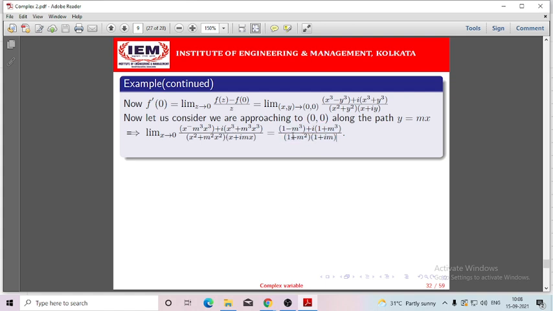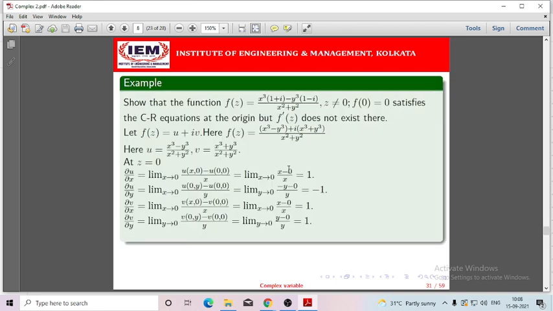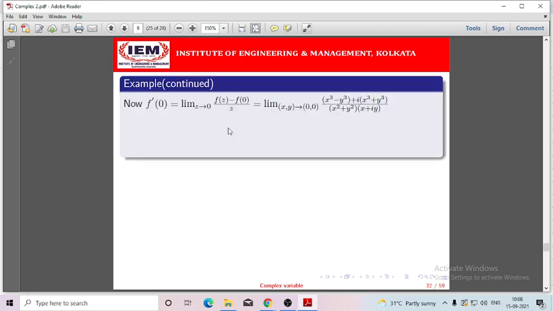Since the limiting value is dependent on m, if I change the path, then the limiting value will change. So that's why the limit of the quotient doesn't exist at z equals 0, and it is not differentiable at 0. So by using the Cauchy-Riemann equation and properties of analytic functions, we have shown that it satisfies the Cauchy-Riemann equation, but all four partial derivatives are not continuous. That's why the function will not be analytic at the origin, and we have also shown that by using the definition of derivative.